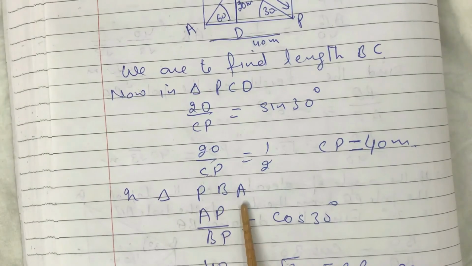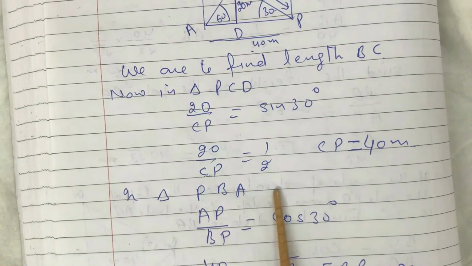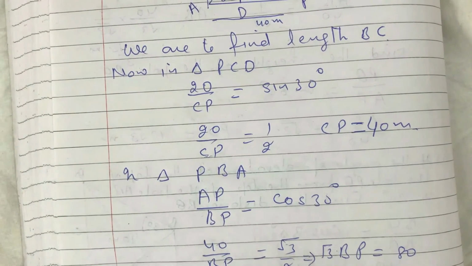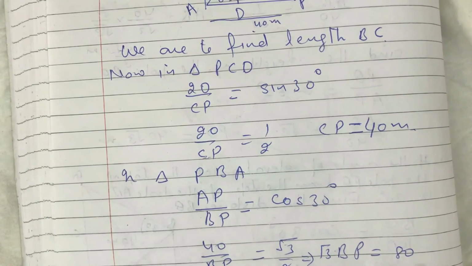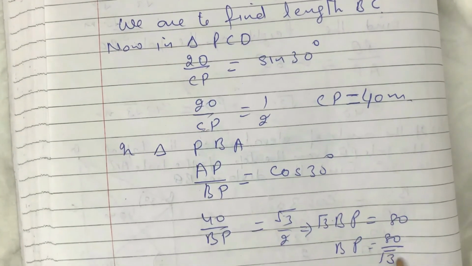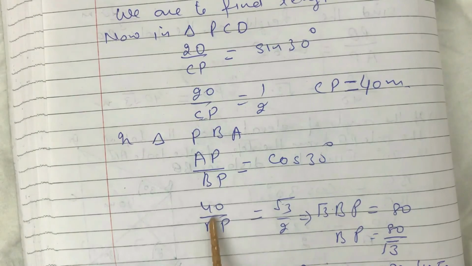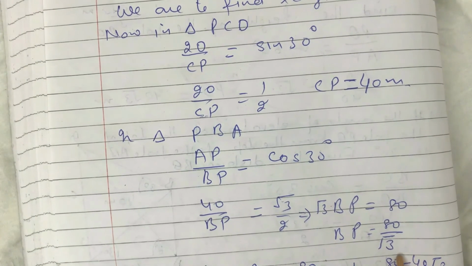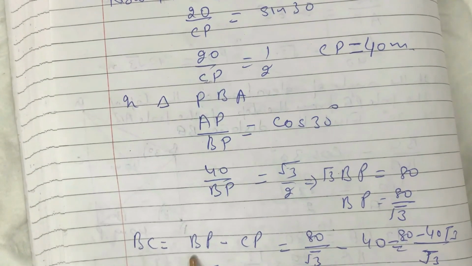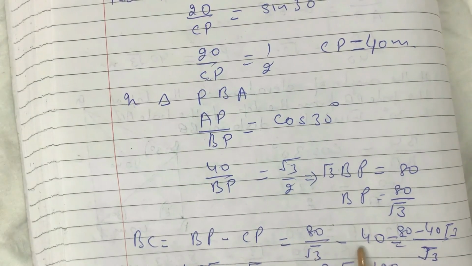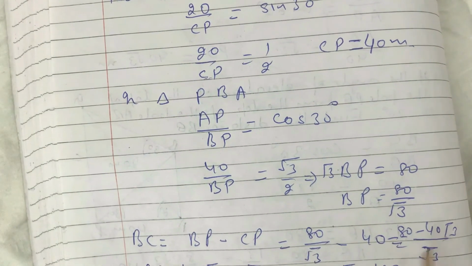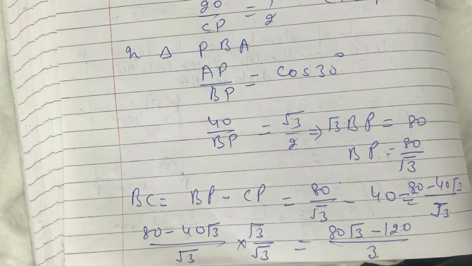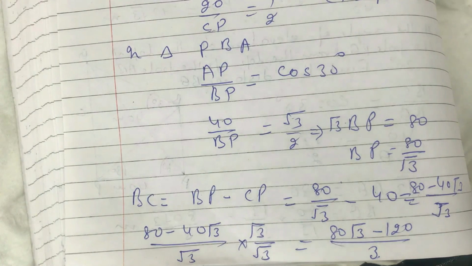Now in triangle PBA, AP by BP is cos 30 degree. 40 upon BP is equal to root 3 by 2. So here BP will come out to be 80 by root 3. Root 3 BP is 80. So BP is 80 by root 3. So BC is equal to BP minus CP. So 80 by root 3 minus 40. So after solving this, I'll get (80 root 3 minus 120) upon 3. So that is the length of BC.